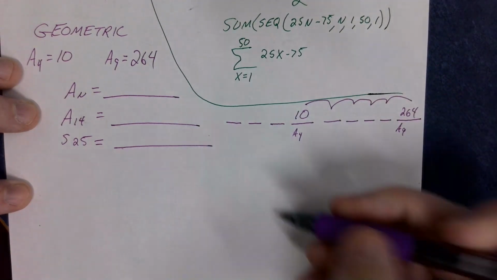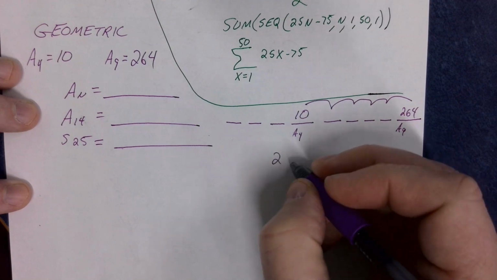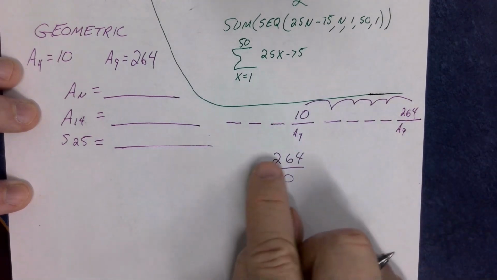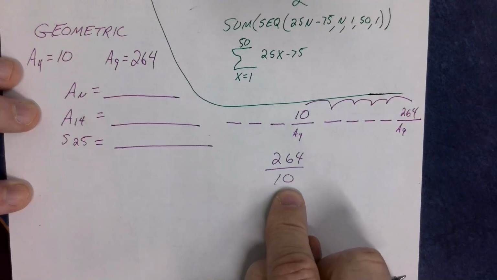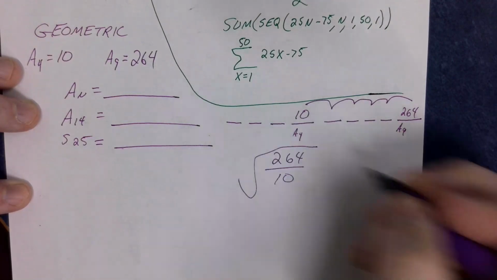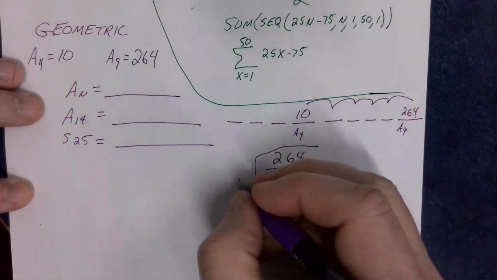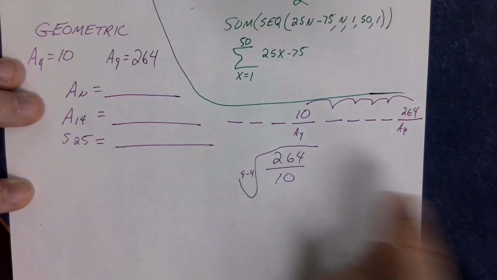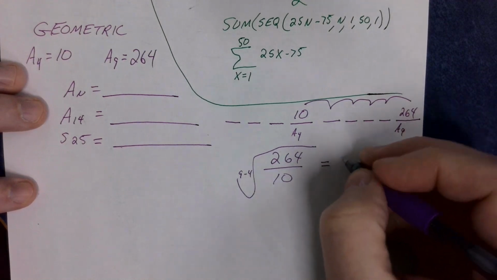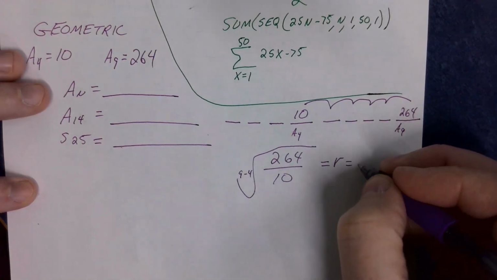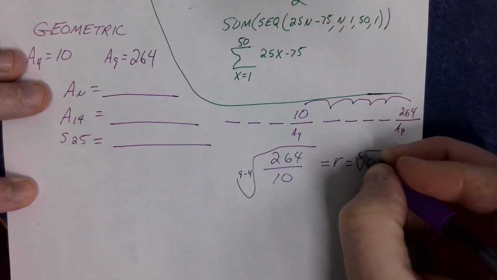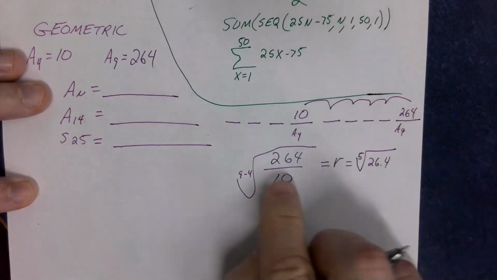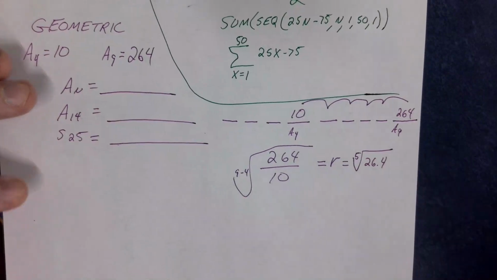So this is what I need to do. I need to go and find out what my multiplier is, so 264 divided by 10. And then I need to actually root it by the difference in my terms. So 9 minus 4. So I'm actually going to have to do this to find my r. I need the fifth root of 26.4, because 264 divided by 10 is 26.4.